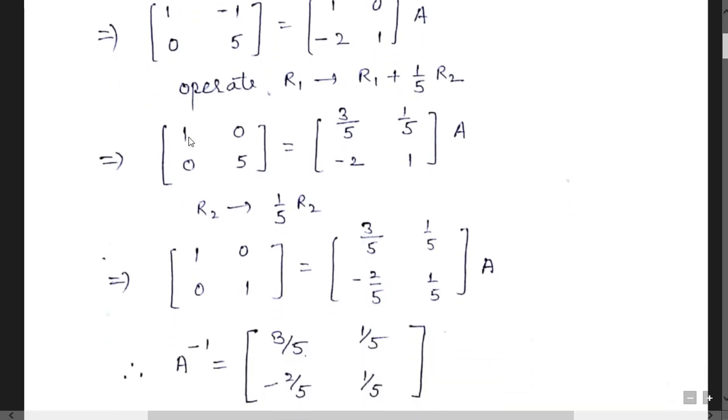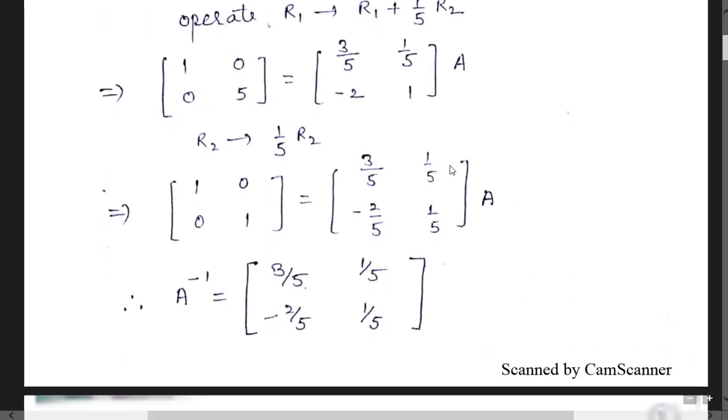Now what is required? On the first row, 1 is there, second is 0, then 0 and last is 5. It means you have to divide the second row by 5. You will get the answer on the left hand side, 1 0 0 1. It's required. Now what about this value? This value is the inverse of A: 3 over 5, 1 over 5, minus 2 over 5 and 1 over 5.